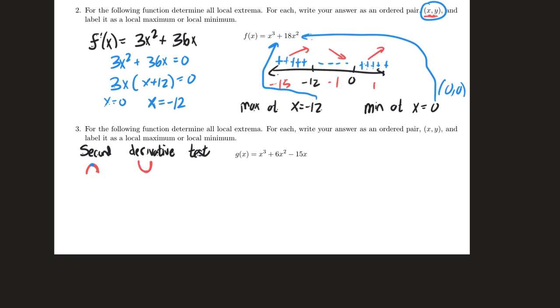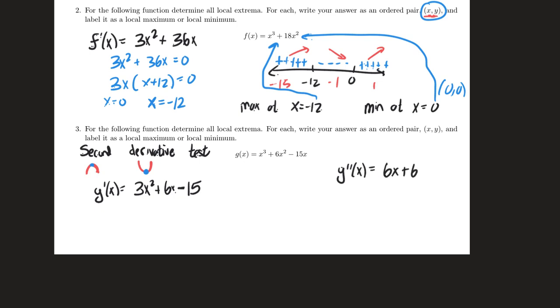So since we're doing the second derivative test for the example, again, you could do this one using the first derivative test, just do another sign chart. The second derivative test says I can find the second derivative. But the second derivative test says first it needs to be a critical point, right? Maxes and mins are only going to happen at critical points.